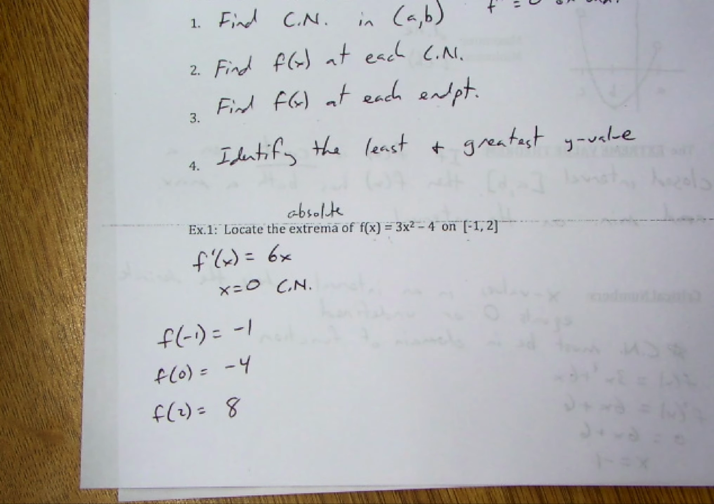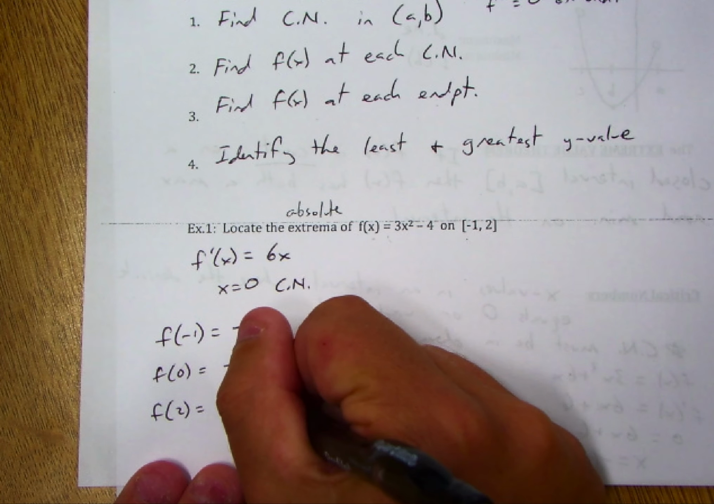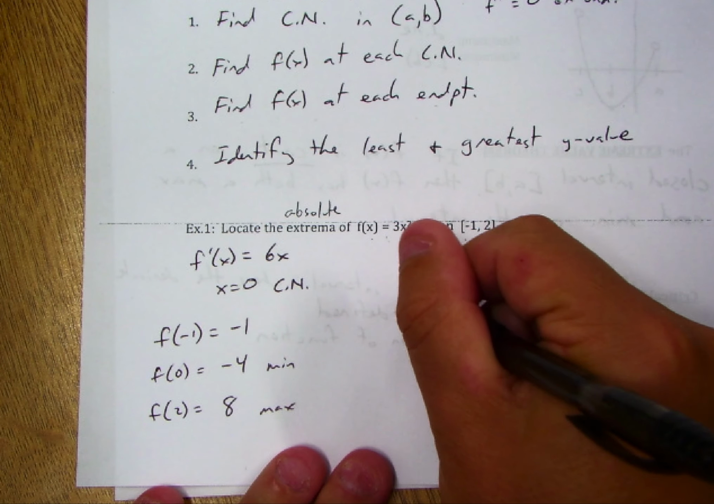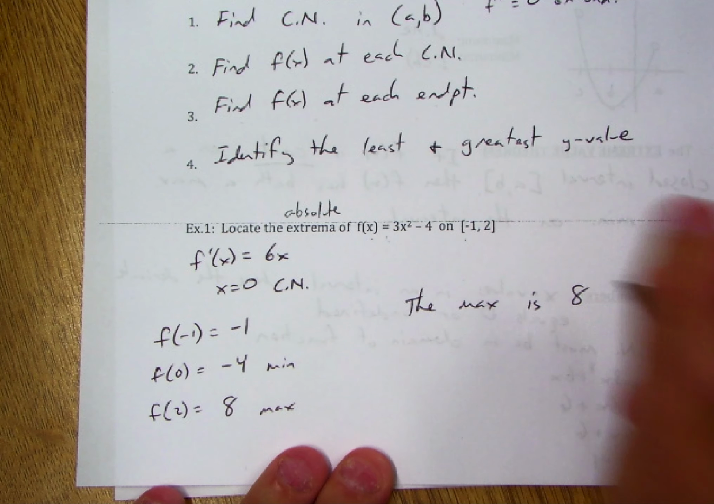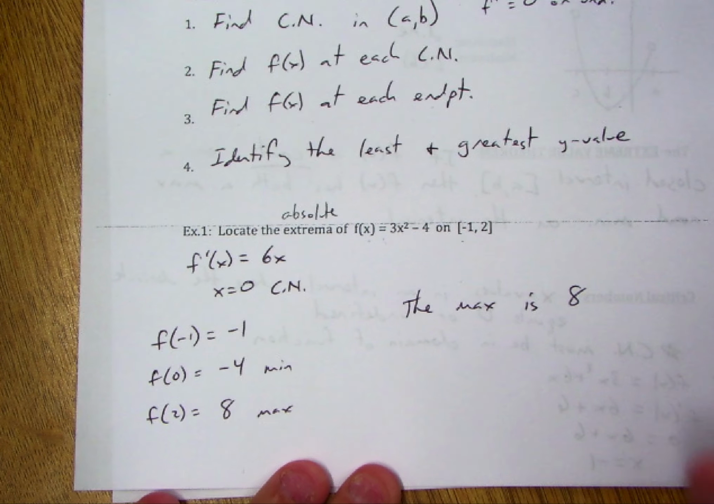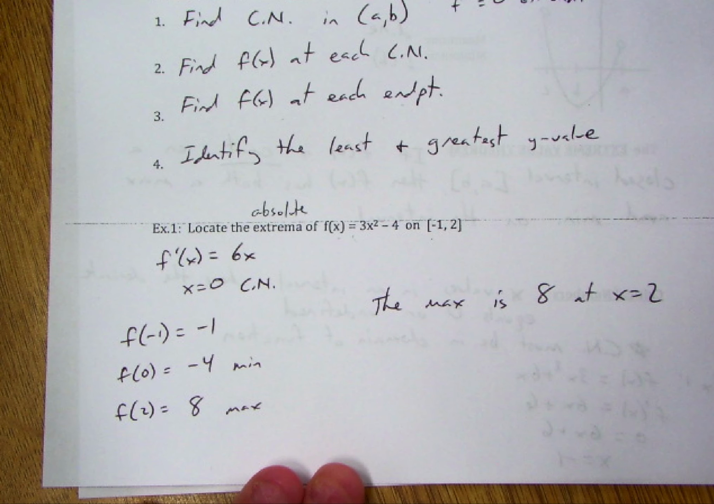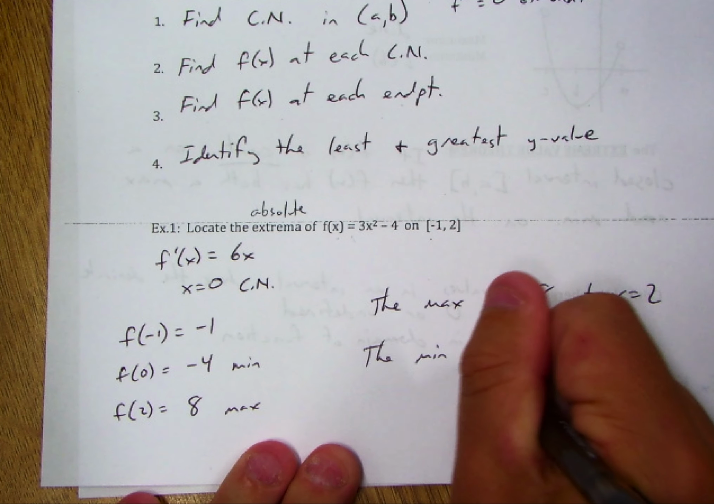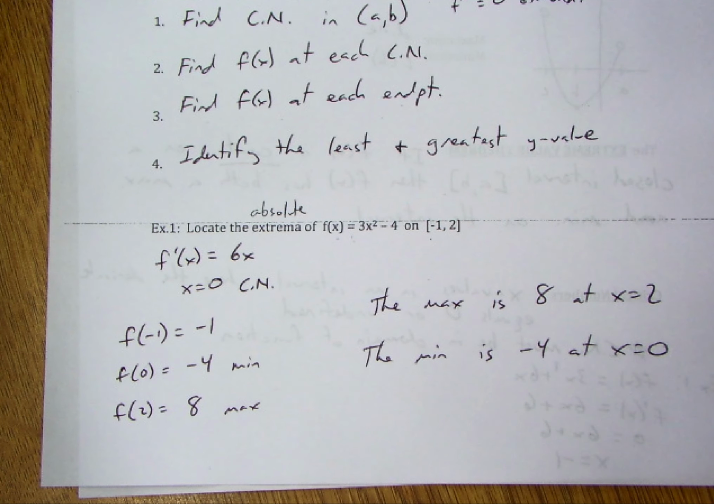Now I just identify with my eyes the smallest and biggest. So we have our min right here, and we have our max as 8. And so I'm going to write that out. I'm going to say the max is 8. So if they ask what is it, it's 8. If they ask where does it occur, I would say at x equals 2. I would say the min is -4 at x equals 0. That's our procedure.